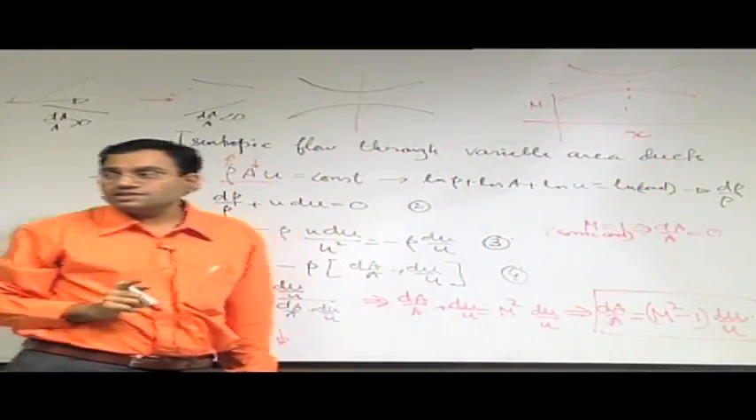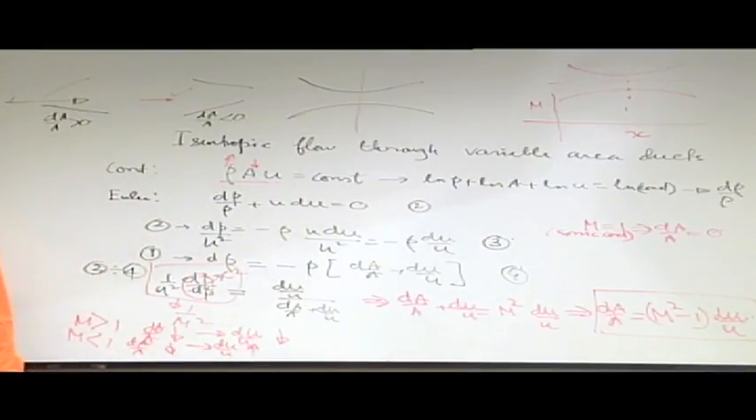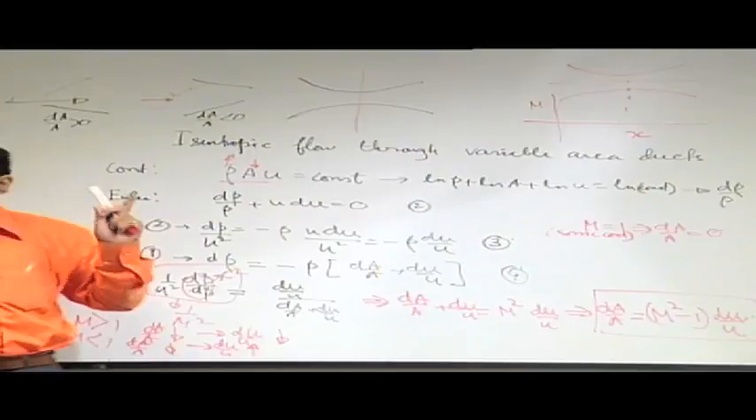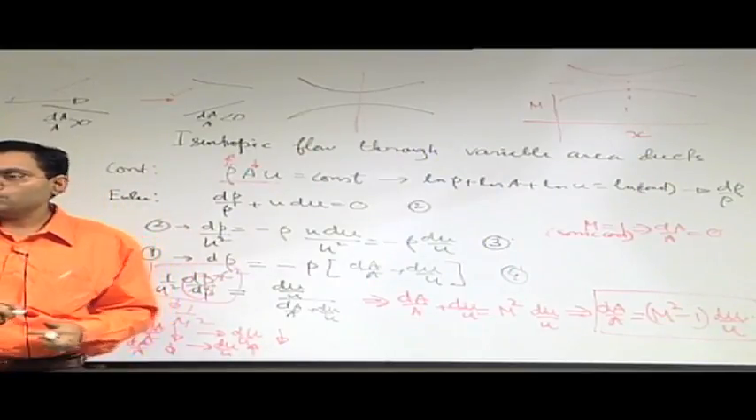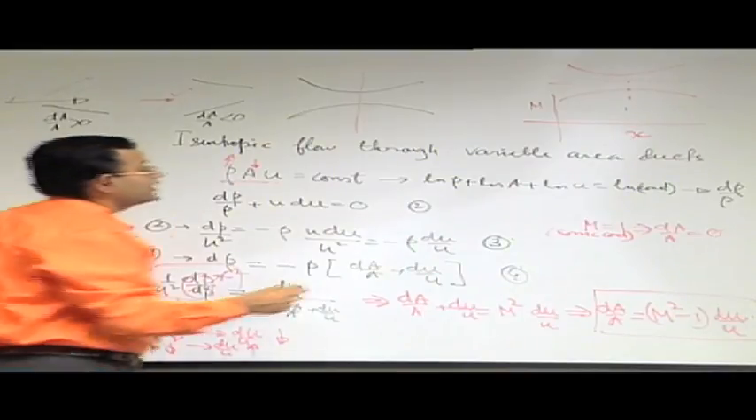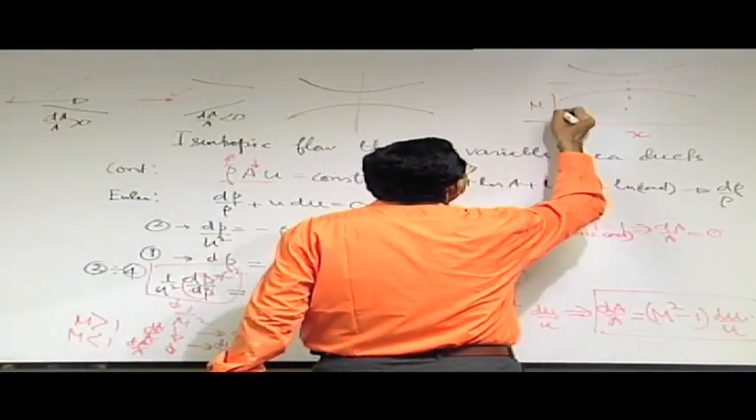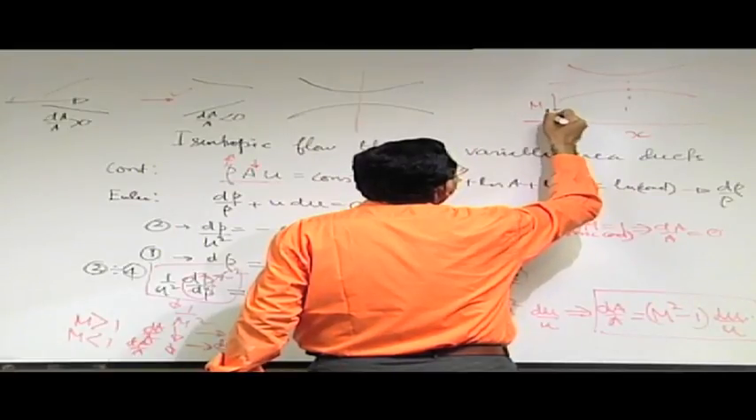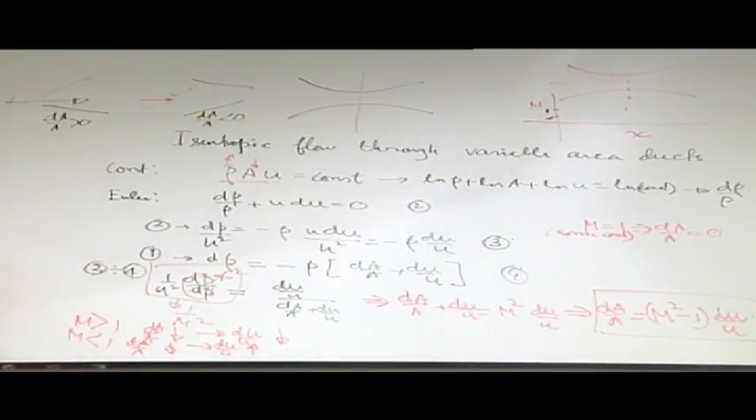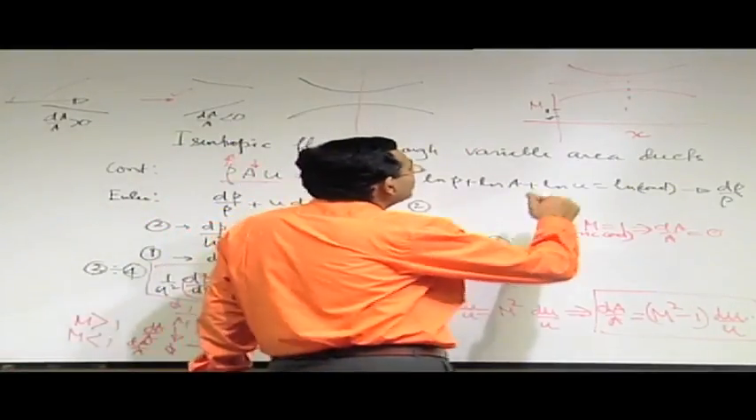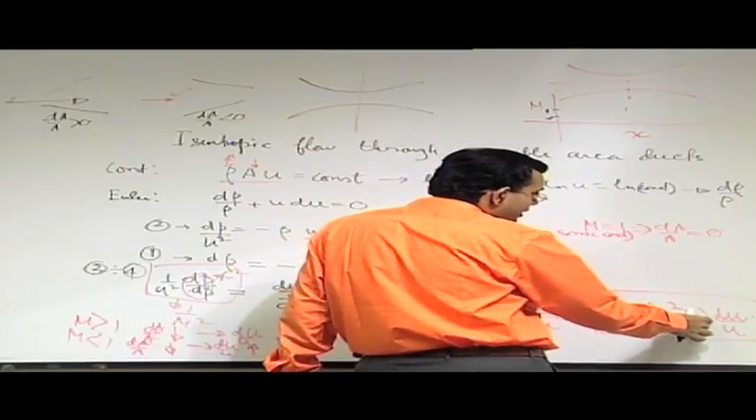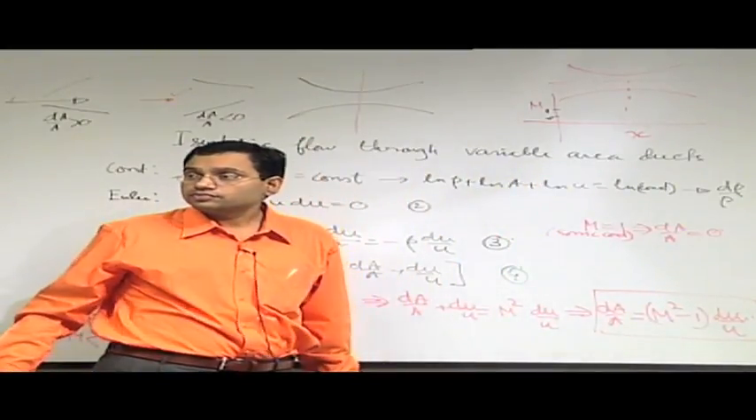For two cases, assuming isentropic flow, one is the entry Mach number greater than 1, another is entry Mach number less than 1. So if the inlet Mach number is less than 1, say this is Mach number equal to 1, say inlet Mach number is half, like this. As you go through the converging section, the velocity will increase and therefore the Mach number will increase, and it will come to a maximum when dA by A is 0, okay.